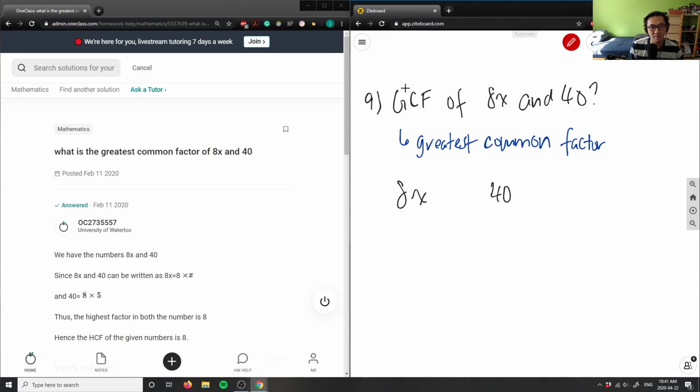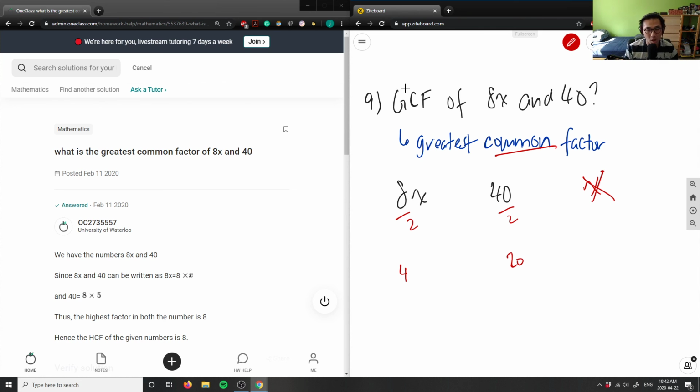Actually, let me look at the variables first. So 8x and this is 40. In this case, I only have an x on the first term and not on the second, which means it cannot be a greatest common factor because it's not common between the two terms. So x would not be the correct answer. Now we're just analyzing the numbers, 8 and 40. They're both even numbers, so we can divide both by 2. 8 divided by 2 is 4. 40 divided by 2 is 20.